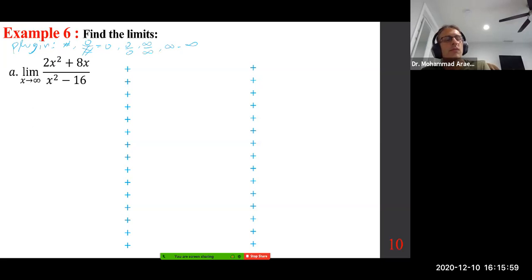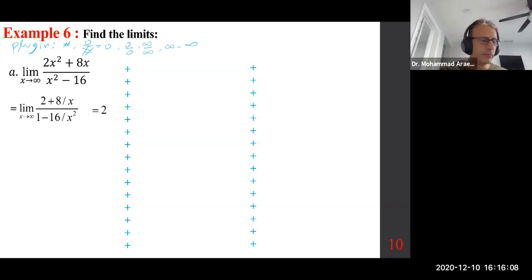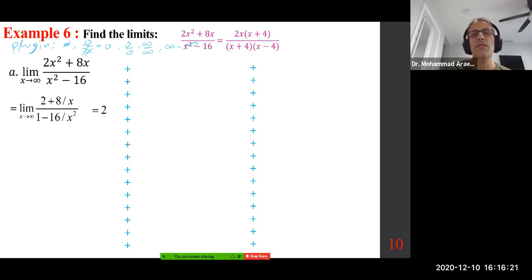So part A becomes infinity over infinity. The technique was to divide by the highest degree term in the denominator, which is x squared, and it gives you the answer 2 over 1, or 2. However, for any rational expression, one fast way could be to simplify if you can, and then go to the next step. So I hope you see that you can factor it as follows. X plus 4 drops, and it becomes 2x over x minus 4.